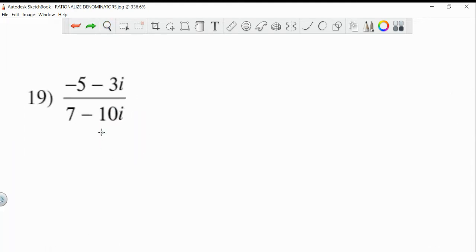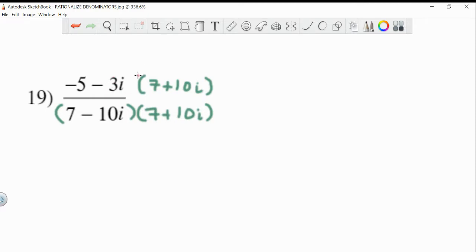19. We're doing one of these because this is kind of the ultimate question when it comes to rationalizing the denominator. We need to choose the complex conjugate 7 plus 10i. We need to make sure that we are multiplying the top and the bottom by the same thing. Now, students can get a little confused here, right? Because they'll think, well, wait a second. If I multiply the top by the top's conjugate, I could get the top.